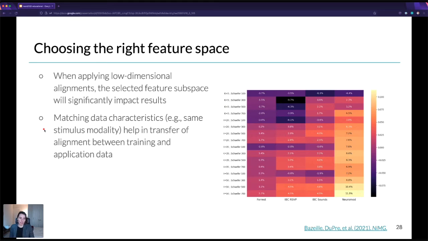So for example, if you're going to apply it to a language task, what you learn your alignment in should probably include language in some form, right? It shouldn't be visual only clips. So if you can carry information over, it will make the distribution alignment a bit easier later, so long as you're covering similar kinds of information, both where you're learning and where you're applying your alignment.